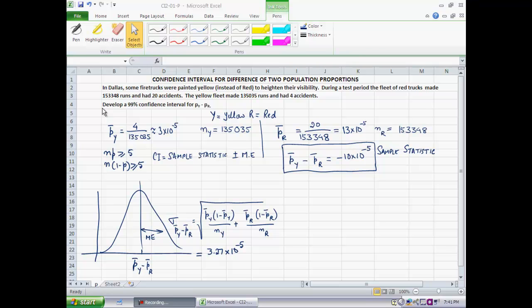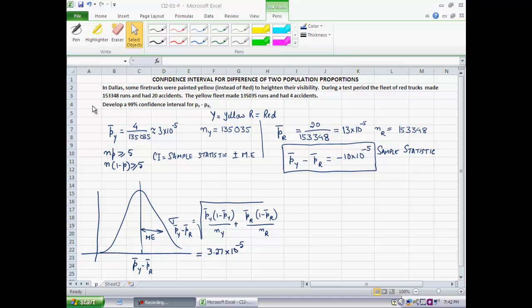In this segment, we'll work a problem to develop a confidence interval for the difference between two population proportions. In Dallas, some fire trucks are painted yellow instead of red to heighten their visibility. During a test period, the fleet of red trucks made a certain number of runs and had 20 accidents. The yellow fleet made a certain number of runs too and had 4 accidents.